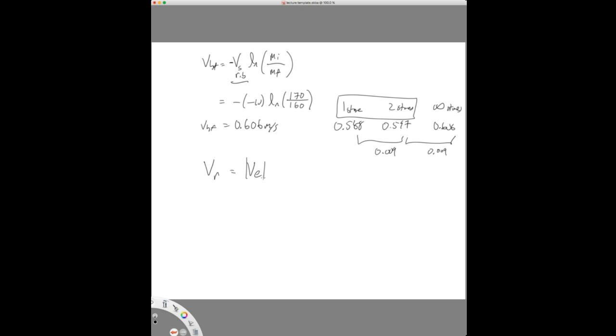So the speed of a rocket would be the speed of its exhaust, and if we just use the magnitude, we don't need that minus sign, times the natural log of the initial mass of the rocket over the final mass. And so this is known as the rocket equation.